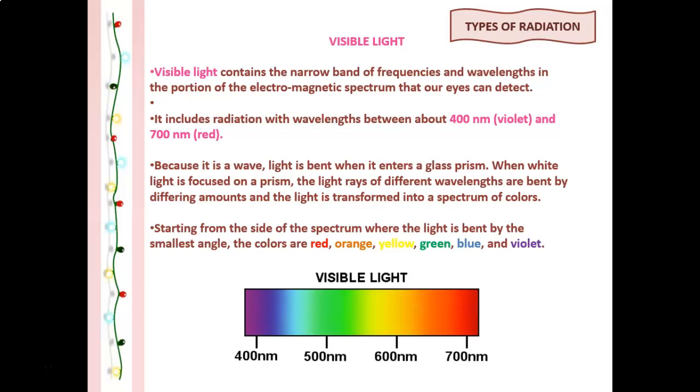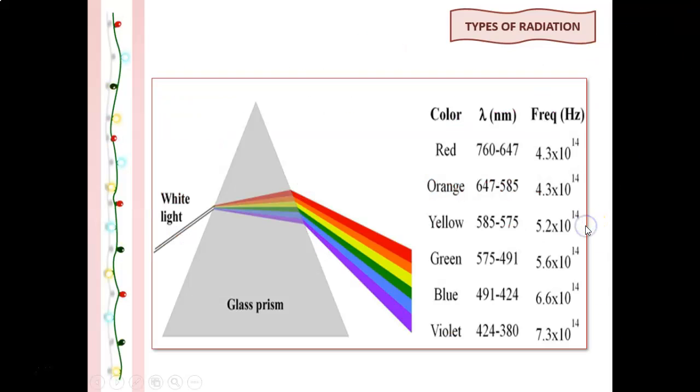So starting from the side of the spectrum where the light is bent by the smallest angle, the colors are red, orange, yellow, green, blue, and violet. And each color has a different wavelength. As we can see in this figure, the red color has the longest wavelength compared to the others.